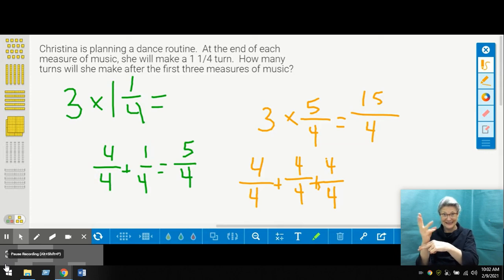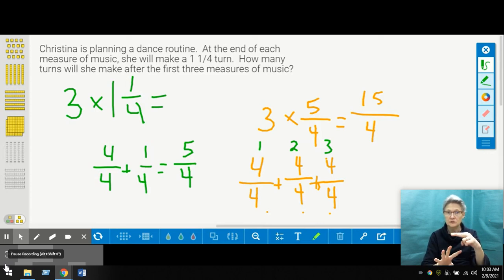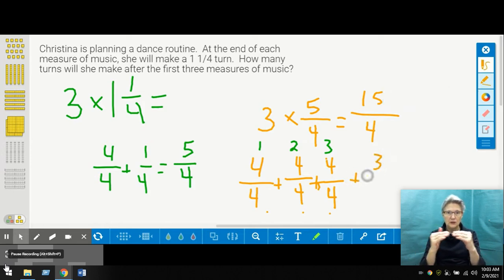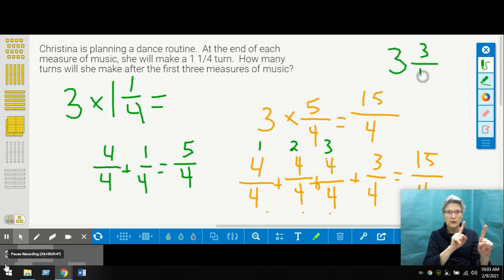That's too high. So here I have 1, 2, 3 wholes, 4/4 plus 4/4 plus 4/4. And that's 12/4. Well, 15 minus 12 is 3/4. I have 3/4 left over. So we'll do plus 3/4. So that equals my 15/4. And I know that that then gives me 3 3/4 turns.